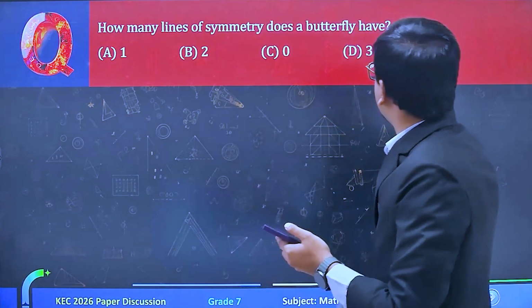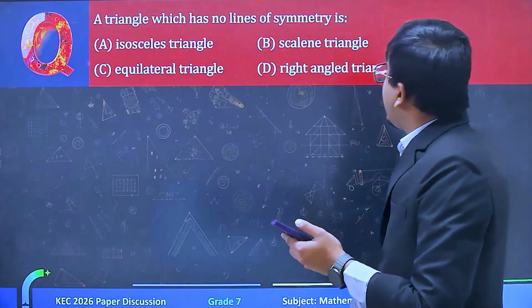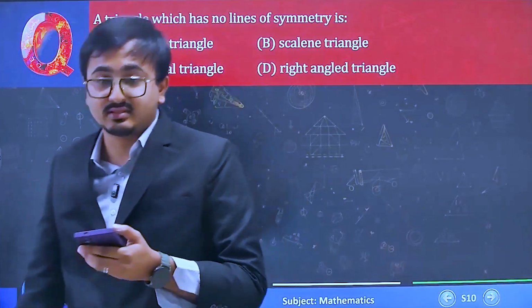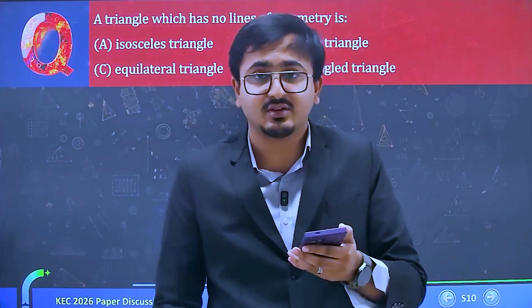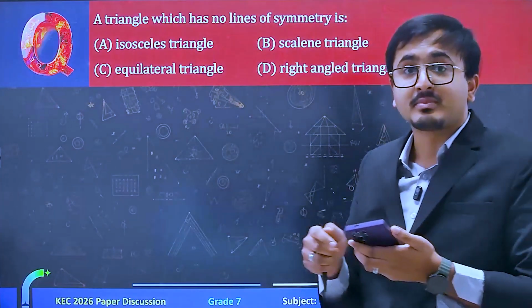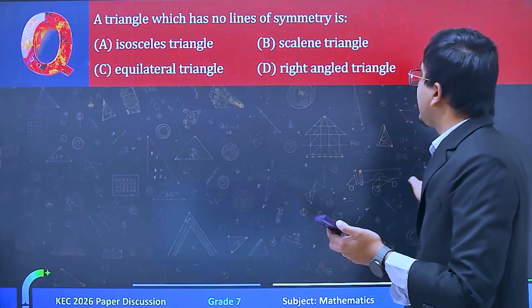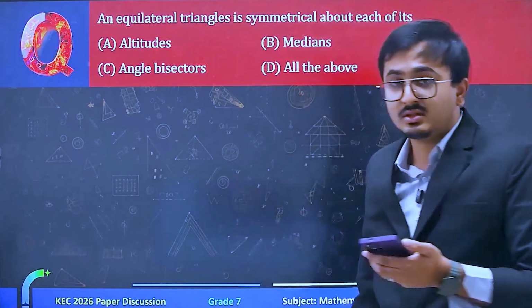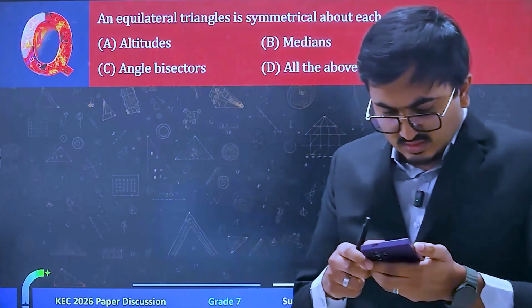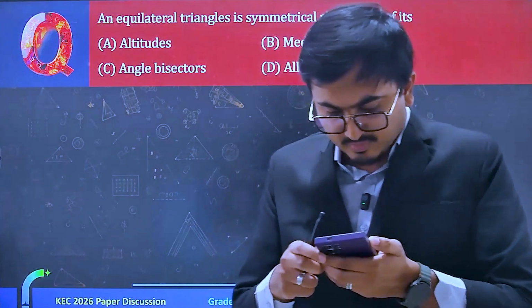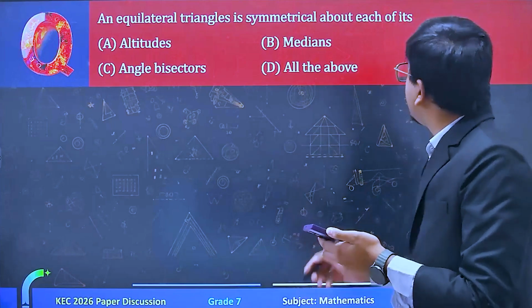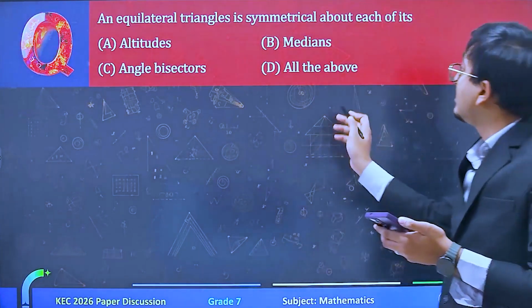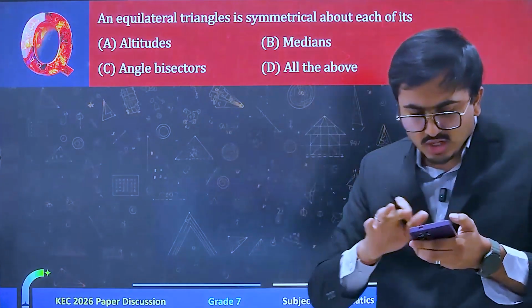Okay. Next, a triangle which does not have any line of symmetry is a scalene triangle. Perfect. An equilateral triangle is symmetric about. All correct. All of them.